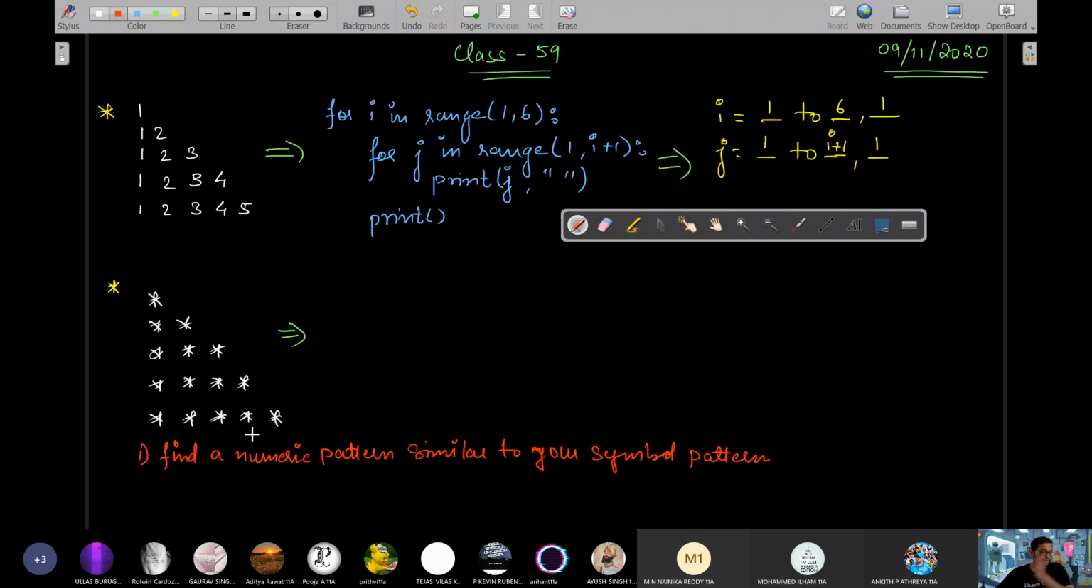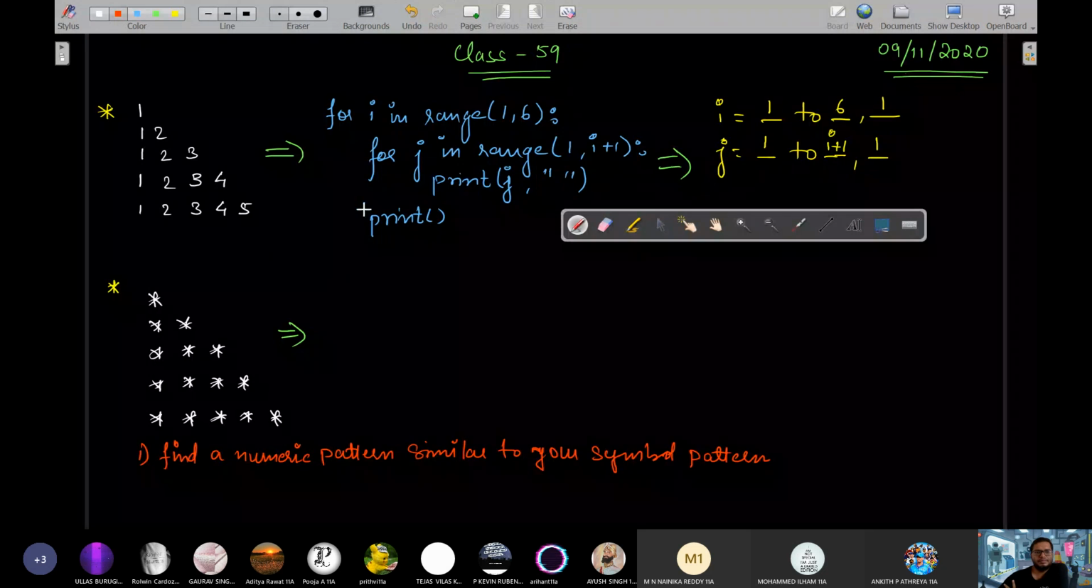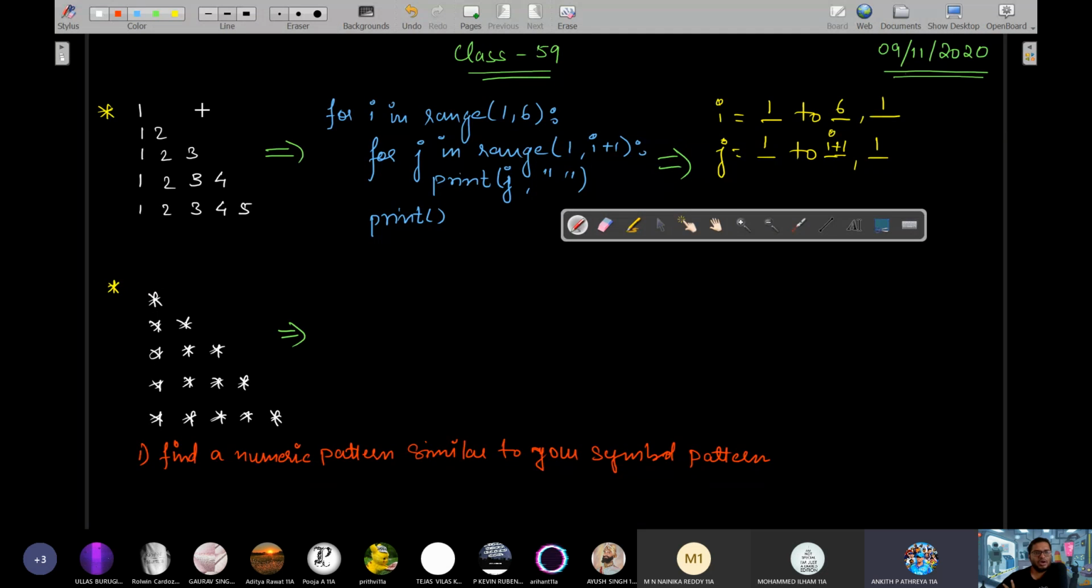So which numeric patterns will be similar to this? Can you tell me? 1, 1 2, 1 2 3 — this upper one is also a similar pattern. So I will write here: similar patterns. Not only one, there will be many, you can use any. I'll just show you. Let's say the first similar pattern is 1, 1 2, 1 2 3, 1 2 3 4 and 1 2 3 4 5. This is the first similar pattern that you have.